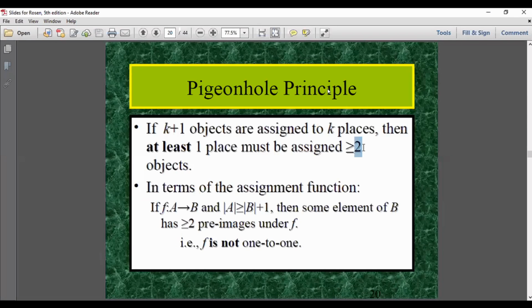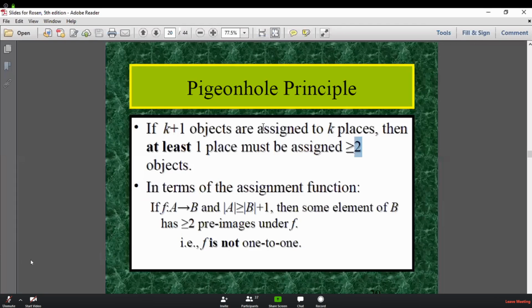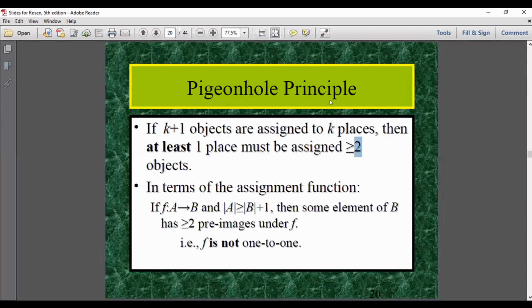So the pigeonhole principle is this: it ensures that at least one hole or nest will have more than one. Make it clear, we have mentioned at least, because it may happen that some holes have more than two, more than three, more than four, quite possible. So at least one hole must have more than one. How is it ensuring that? Now this k plus one is ensuring that.